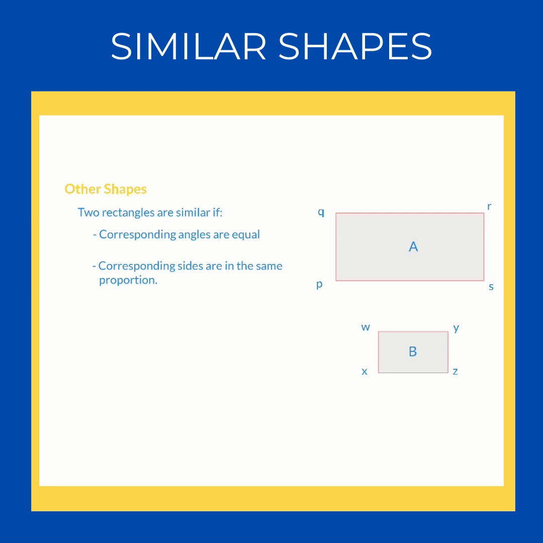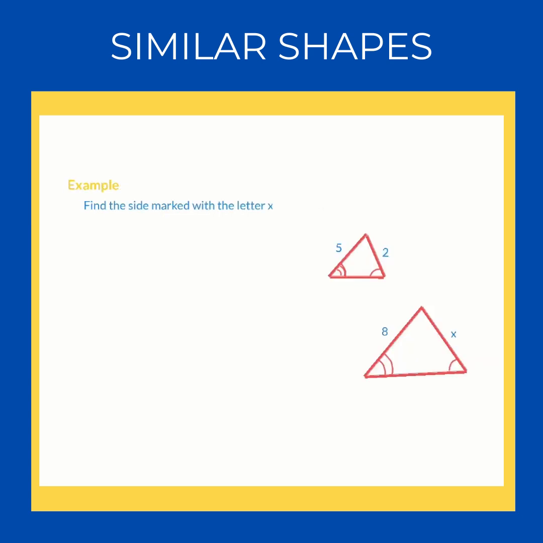Now to check if corresponding sides are in the same proportion, I need to do the following. I want to check if the side QP over the length of its corresponding side in rectangle B, which is WX, is equal to QR over the length of its corresponding side in rectangle B, which is WY. Now, if these two fractions, QP over WX and QR over WY, are equal, then I can say that these two rectangles are similar.